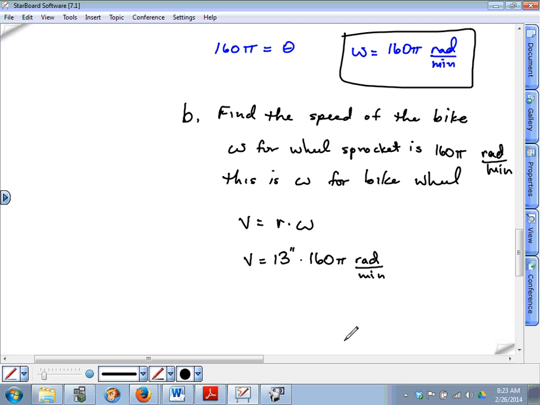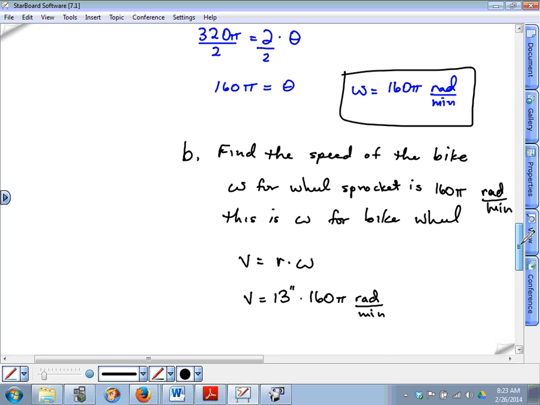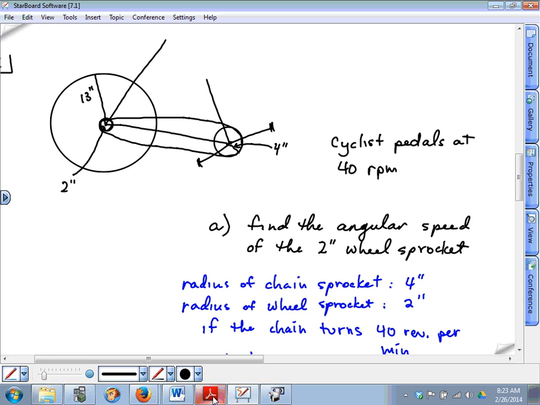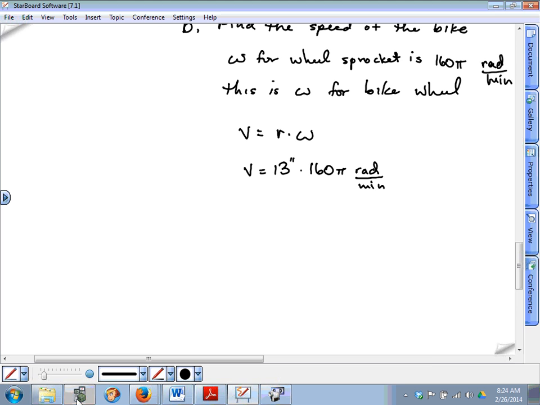Yeah. I'm a little confused. So it's 13 inches, but what about the 2-inch sprocket on the bottom? So is that 13 inches from the top to the very center? From the center. Yeah, from the center of that out is the radius. Okay. Does that answer your question? Yeah. All right, calculator time.